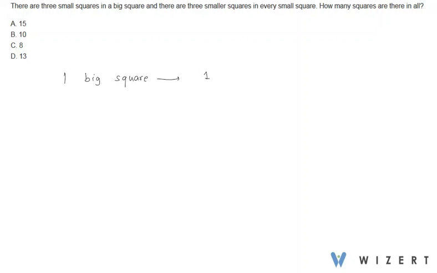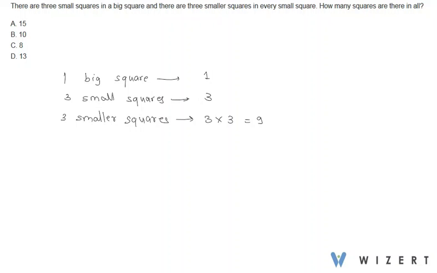There are three small squares in this one big square. So three small squares. So that means now the number has become 3 plus 1, that is 4. There are three smaller squares in every small square. So we can say that three smaller squares in every small square means 3 into 3 equal to 9 total squares.